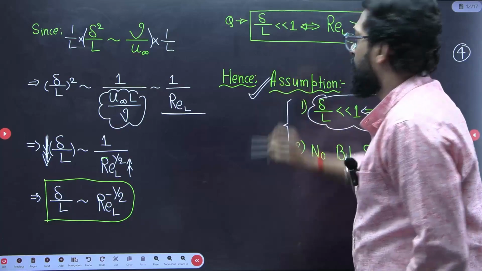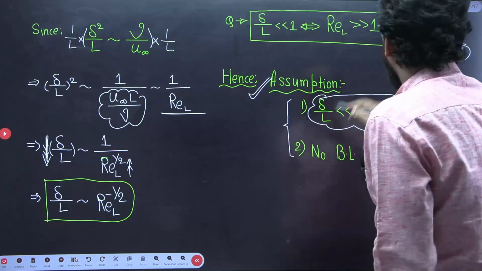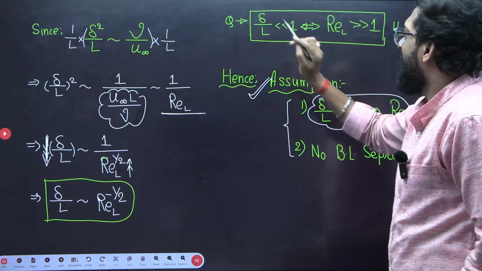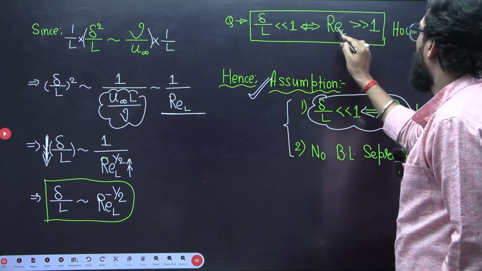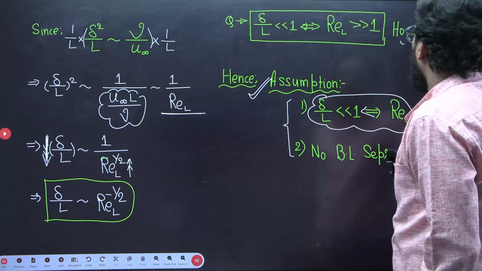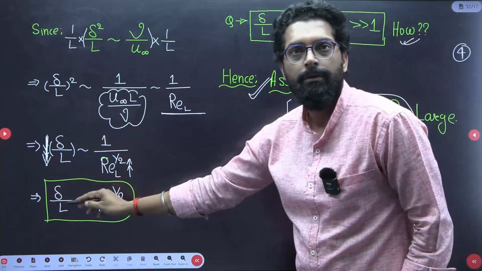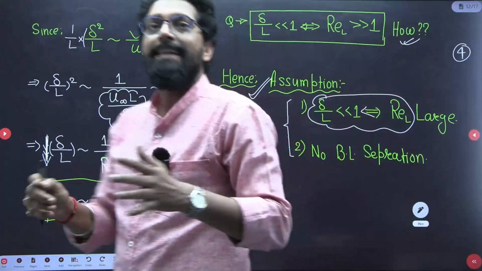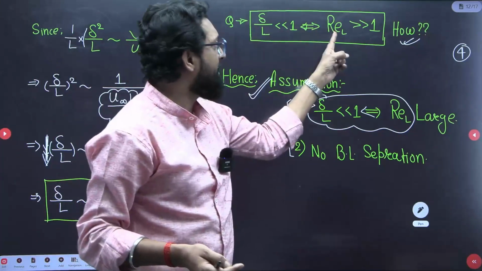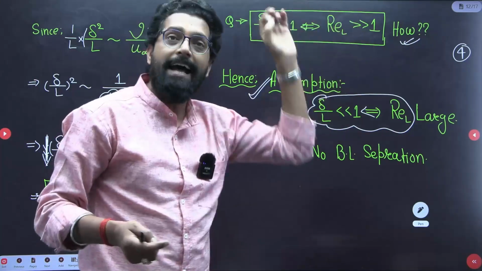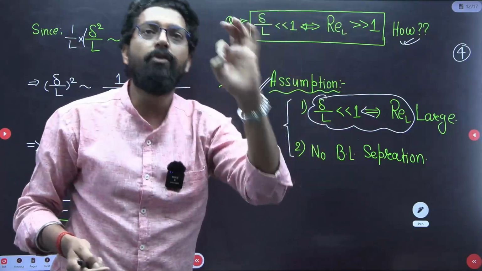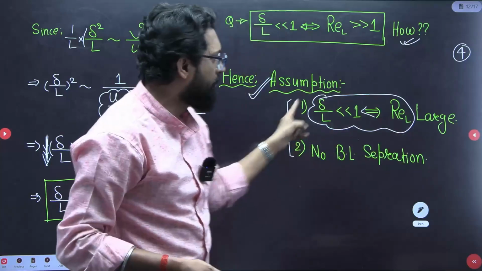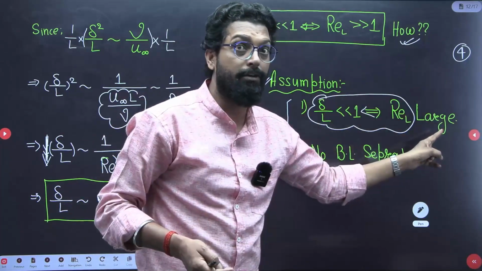What is the conclusion then? Someone asks you, sir, delta by L is less than 1, so how is the Reynolds number greater than 1? This is the proof. Delta by L less than 1 says the same thing as Reynolds number greater than 1. That means you have to analyze the boundary layer equation, the boundary layer theory. The boundary layer theory is only valid due to this condition. Otherwise, the boundary layer theory does not exist.